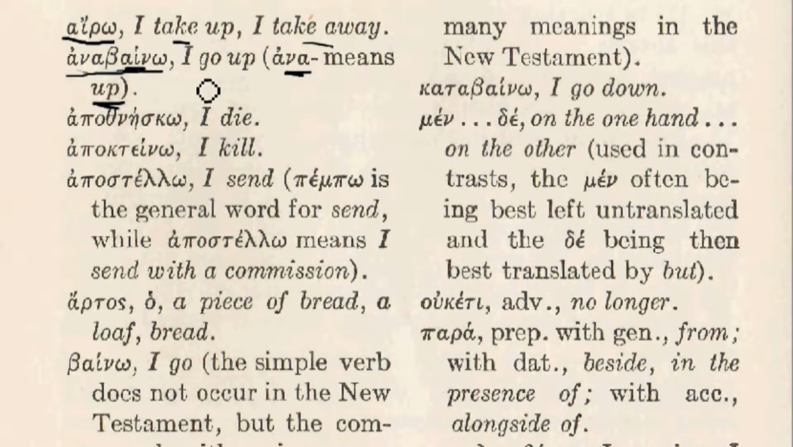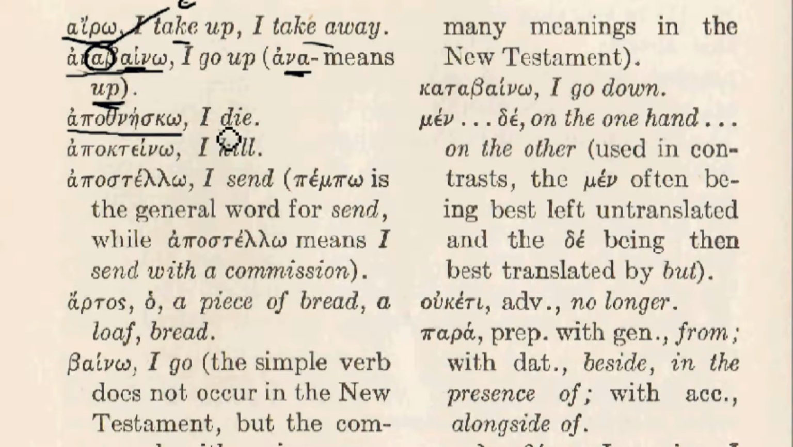If we were going to put this in the imperfect, then recall what we're going to do is get rid of the alpha and replace it with an epsilon. So it's going to be anebinon if we put this in the imperfect. We'll see that a little bit more later, but just get the basic verb now. The next word we have is apothnesko.